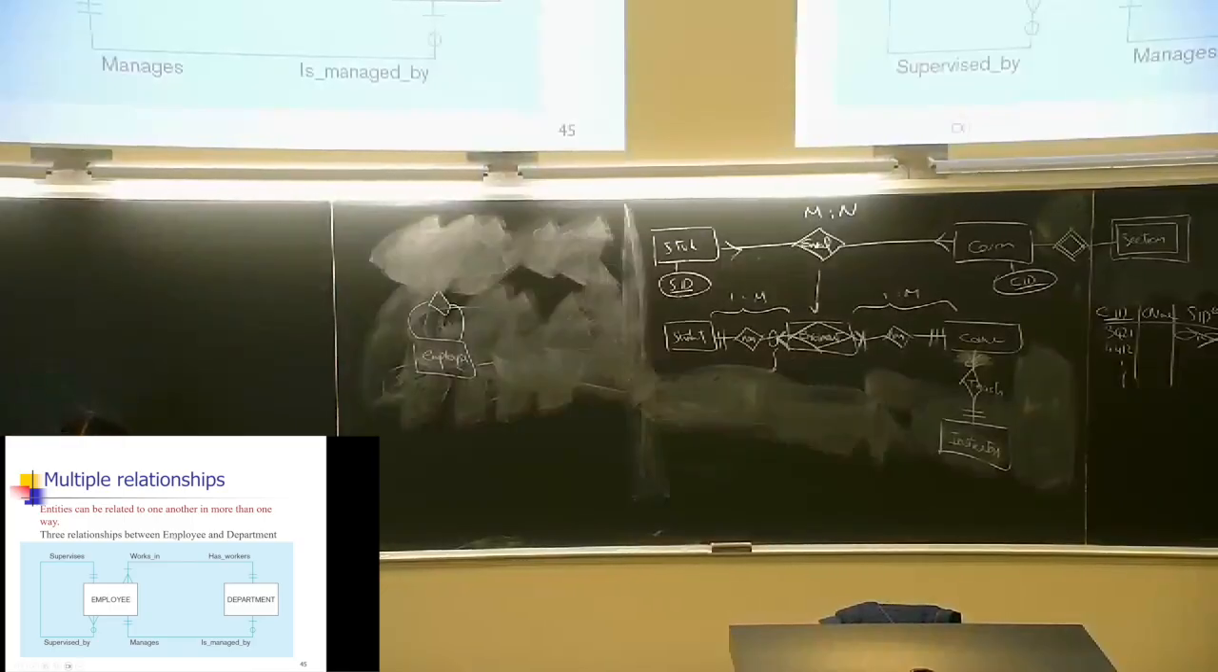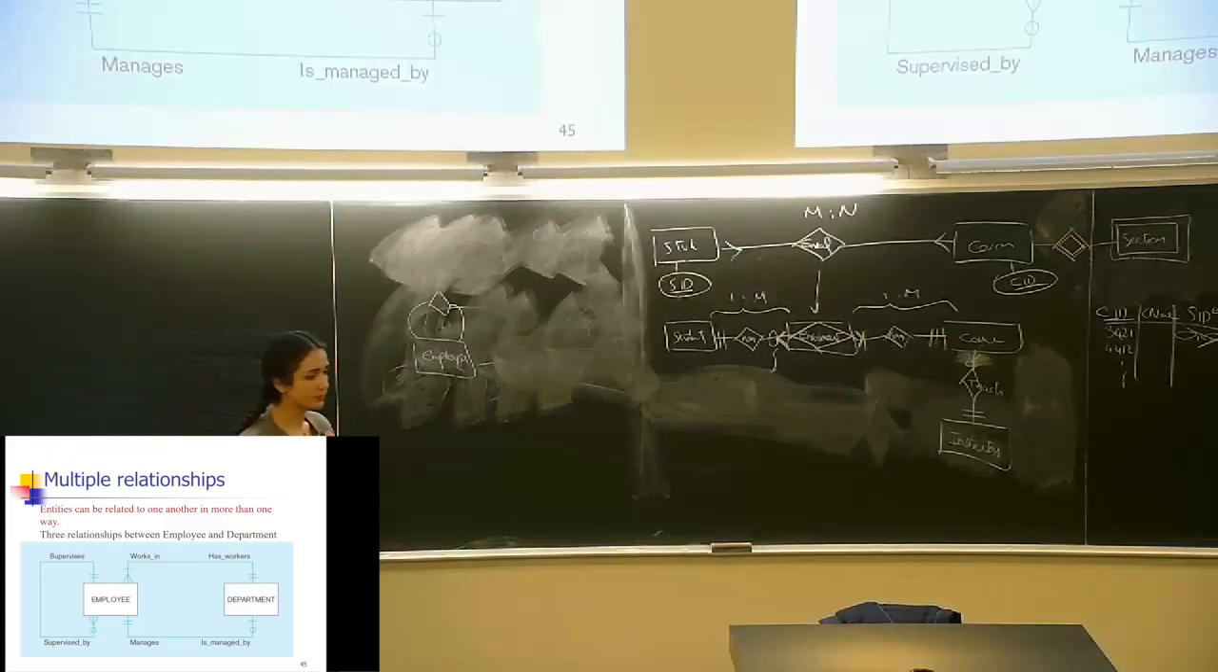So, for example, one relationship between employee and department is that each employee can work in one department. Each department can have one or more employees, right? So this is an example of a one-to-many relationship. Another relationship between these two entities is that each department is also managed by an employee, right? The role of that employee is a manager, but still, a manager is also an employee, right?